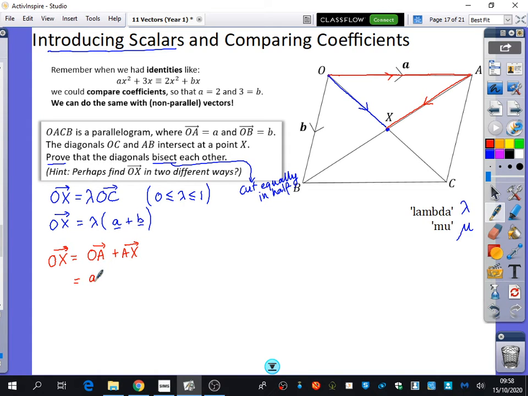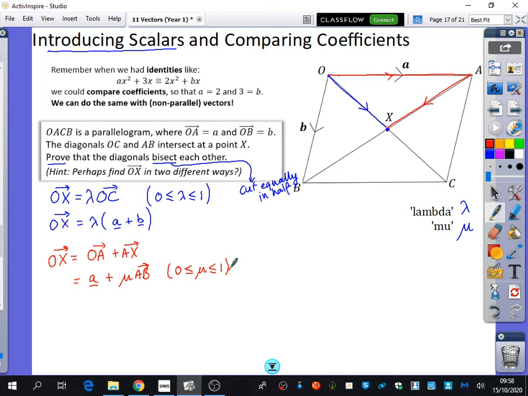Now we know that OA is just A. And what could we say that AX is? Lambda? I'm not going to use lambda because I've already used lambda. I'm going to have to use a different one. I'm going to say it is mu AB. And this time, I'm going to say that mu is between 0 and 1. We know that mu is going to be a half, right? Because that's what we're trying to prove.